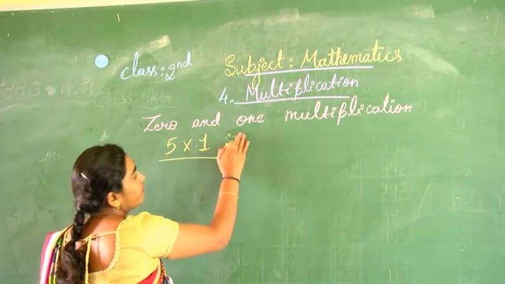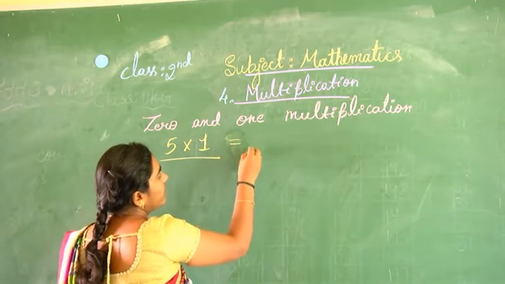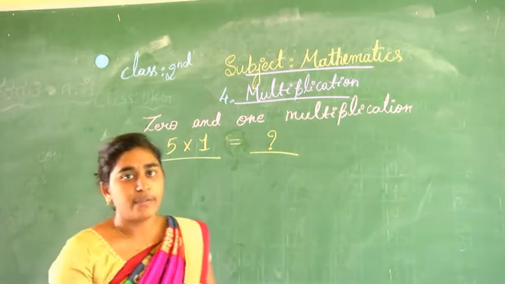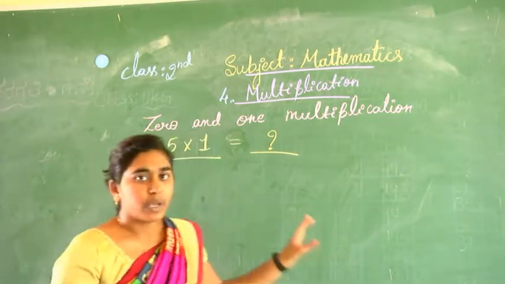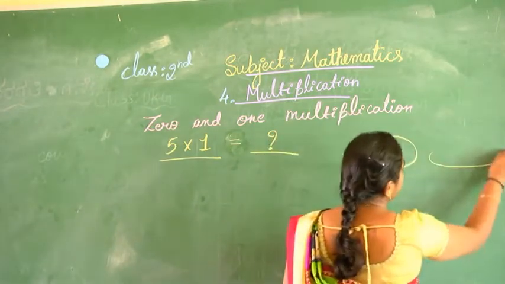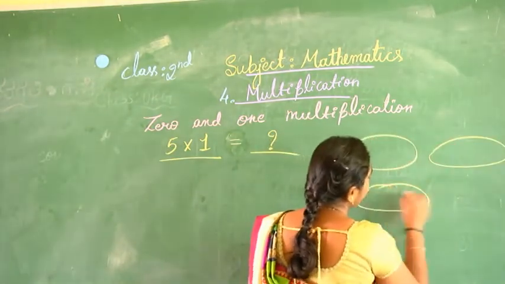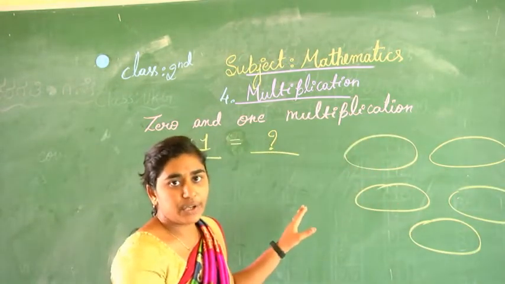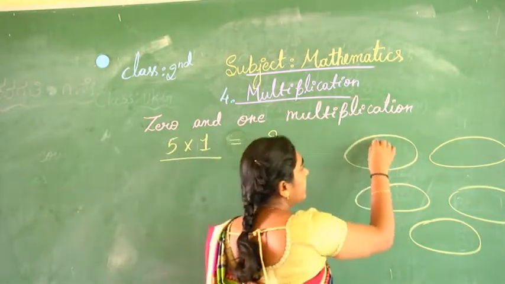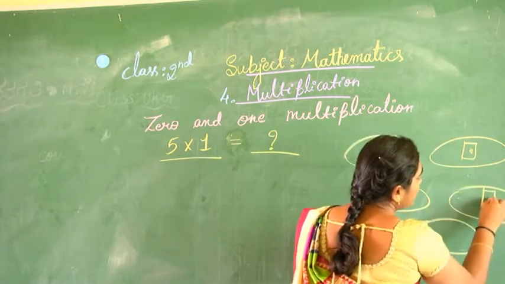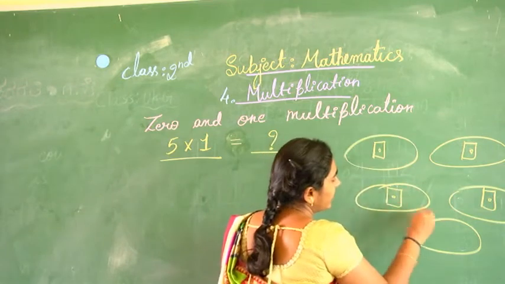What is 5 multiplied by 1? We will get the answer. If you observe your textbook, we have 5 plates, and in each plate we have a piece of cake. Right? One piece of cake in one plate.